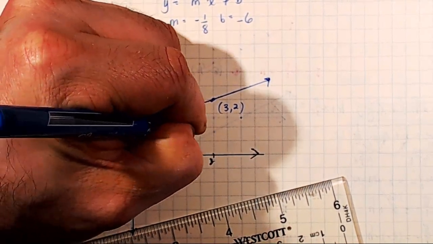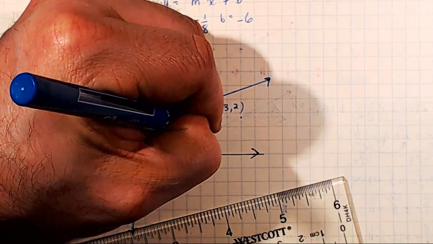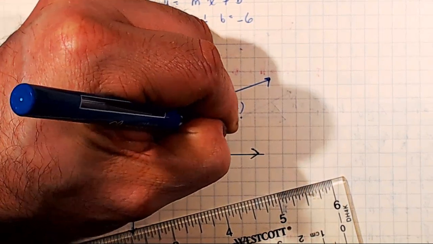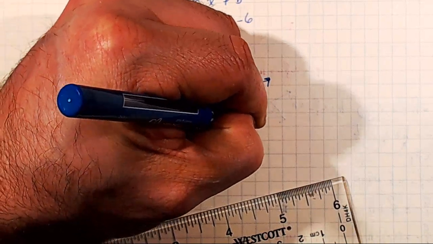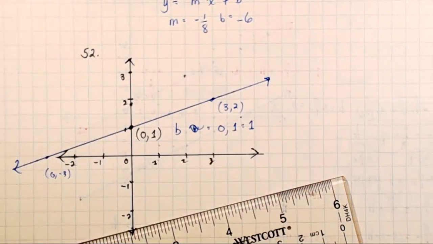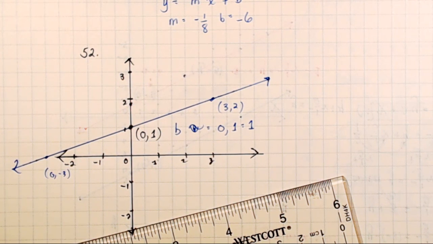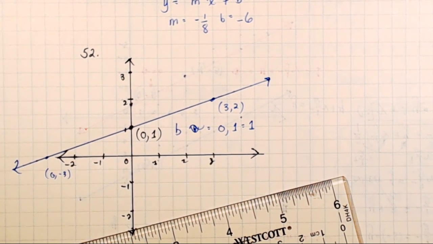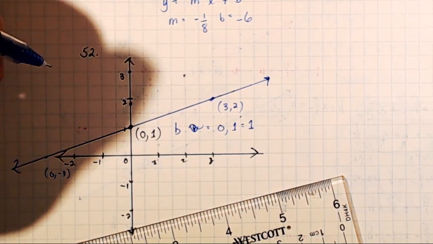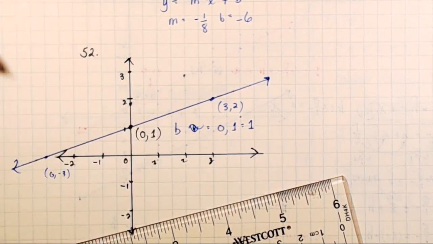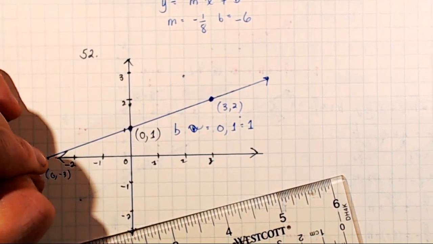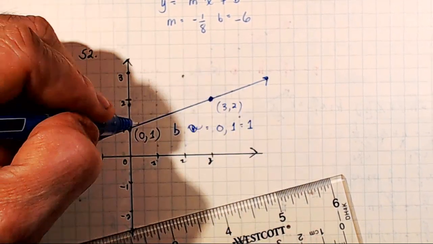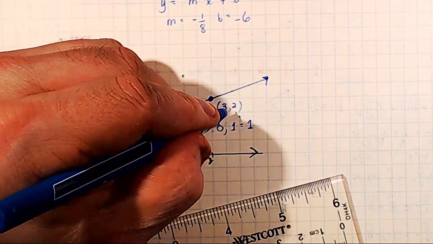B appears to be 1. Just trying to be as realistic with my observations as possible. All right, so what does the slope appear to be? Well, we can compute the slope between any two known points. So I'll compute between 0, 1 and 3, 2.